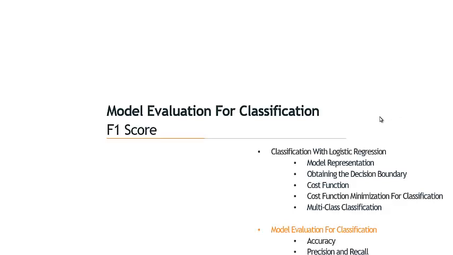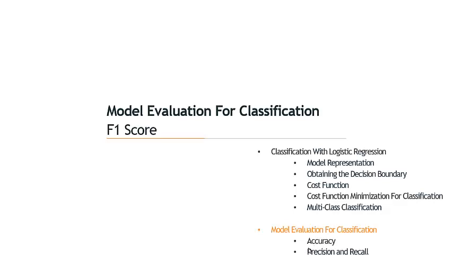Okay, so we've been talking about ways to evaluate classification models. We've talked about accuracy, precision, and recall. So in this video, we talk about F1 score, which is supposed to be a balance between precision and recall. Remember, precision and recall address two different issues.